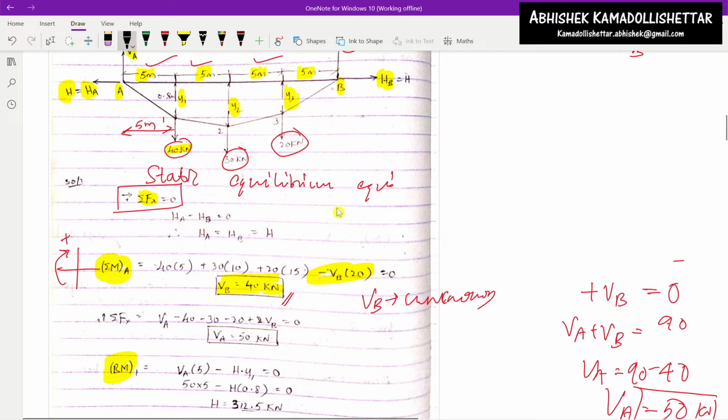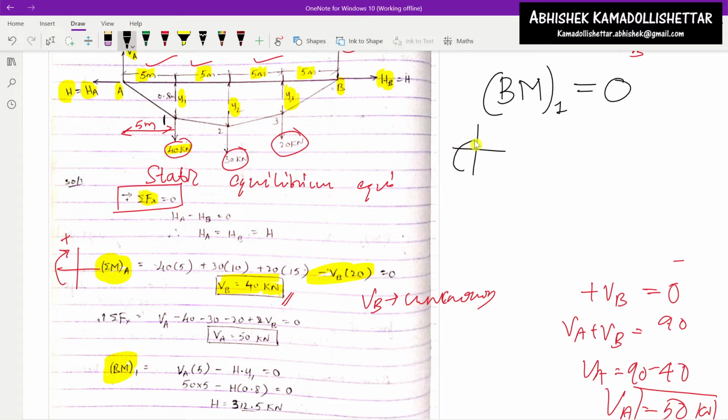Yeah, fine. So now one more condition we already know: the bending moment at location 1 is equal to 0. Here a very important thing is the sign convention: left side clockwise positive, right side anti-clockwise positive. So for bending moment at location 1, the load VA will come first into the picture, VA into 5. And one more load that comes is H, minus H into the perpendicular distance y1. The perpendicular distance is y1, and the load H here is the horizontal force. So minus H into y1 equal to 0.